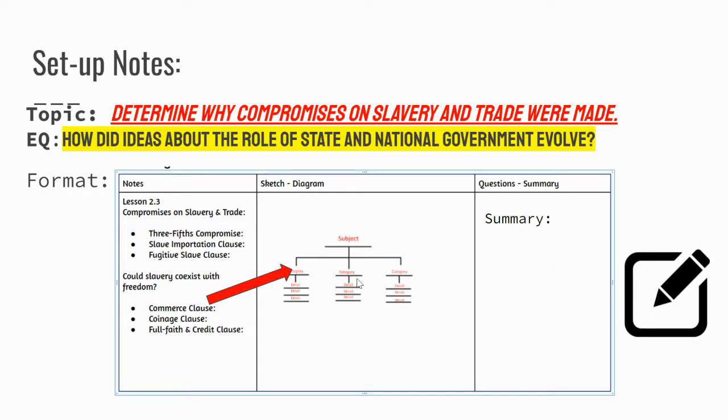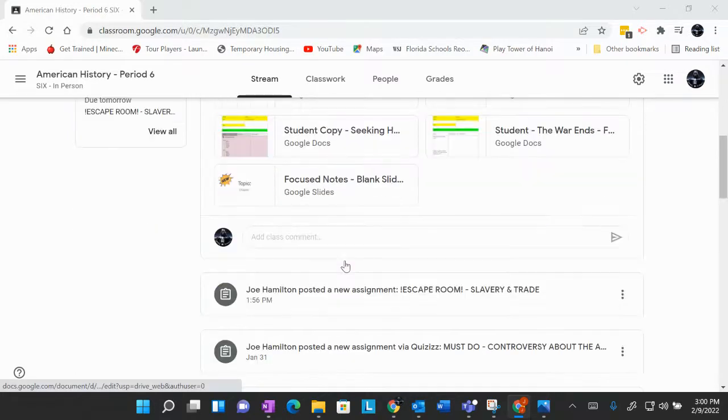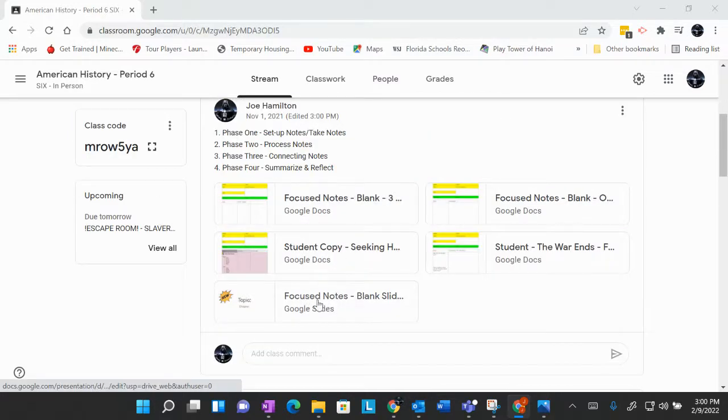If you weren't in class today, then you have to pause it right here and go ahead and type in your notes. You know that you can go over to Google Classroom, and once you get over to Google Classroom, you can open up a copy of these, okay, and then you just pause and take your notes.